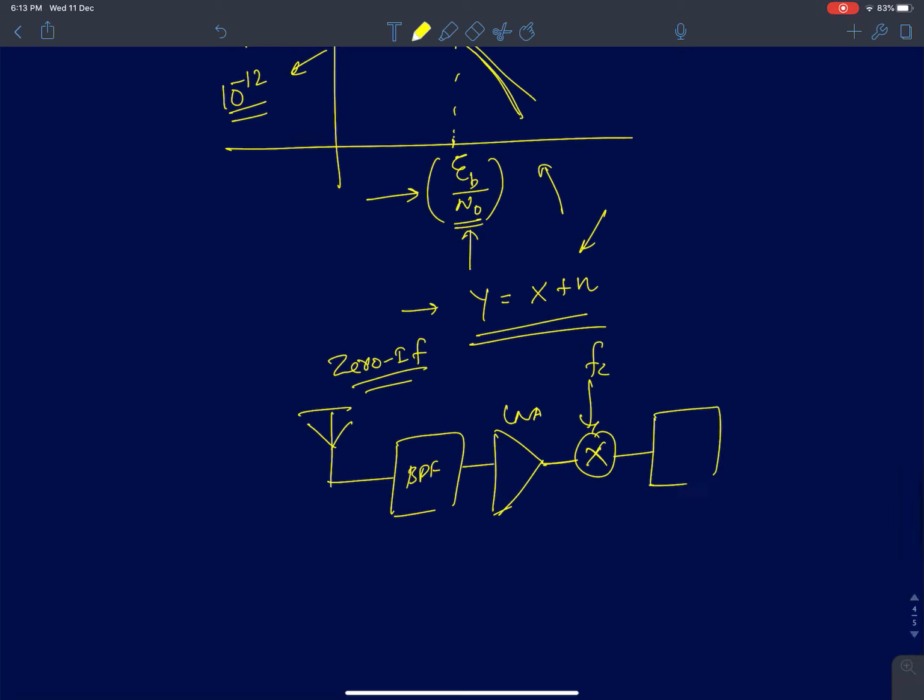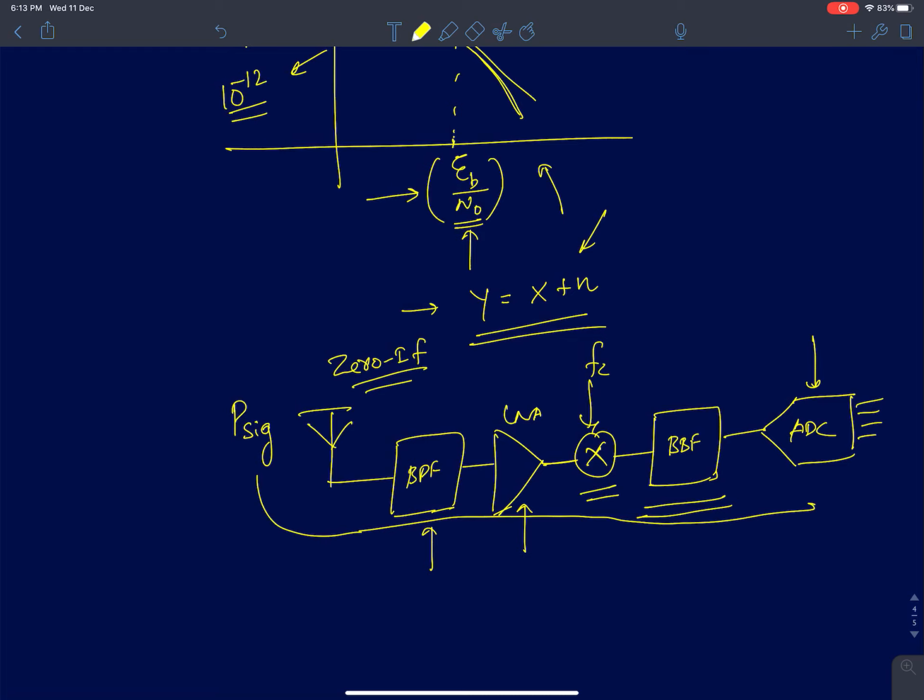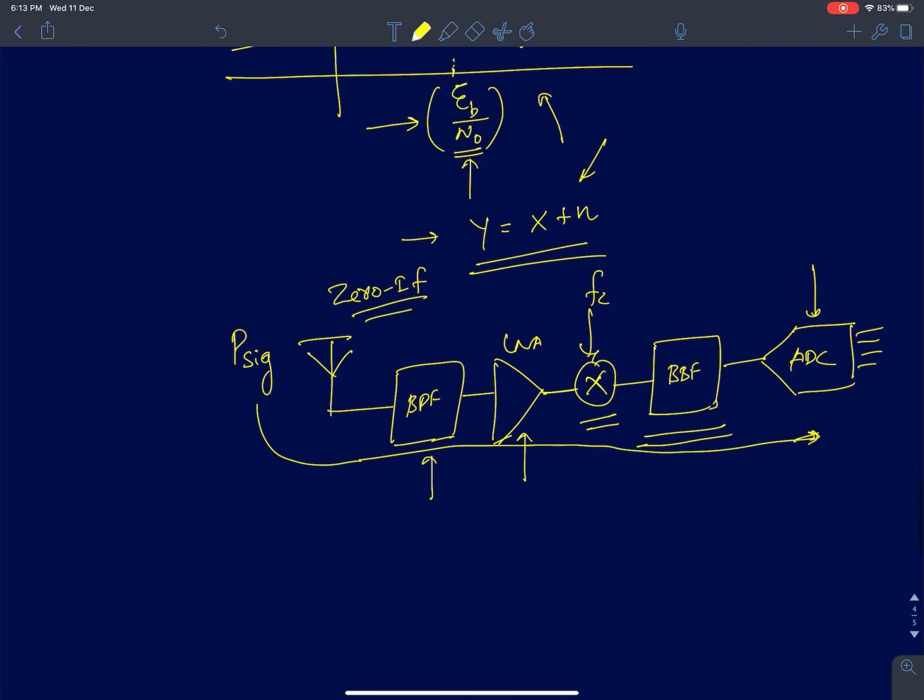Then we have a baseband filter, and finally this data is fed to an ADC. Now you should understand, at every step we are adding noise. Noise is added by the band pass filter, by the low noise amplifier, the mixer will add noise, this analog filter will add noise, and the ADC will also add noise. You're receiving a signal power, it's undergoing gain through the chain, but some noise is also getting added in the chain.